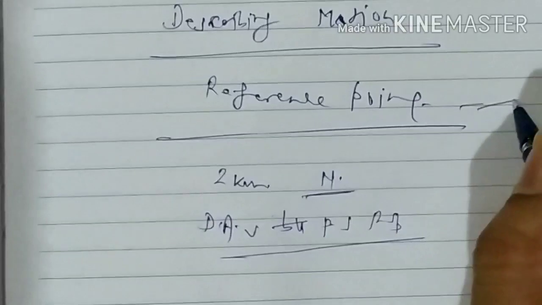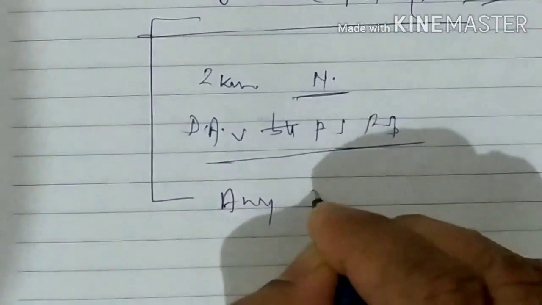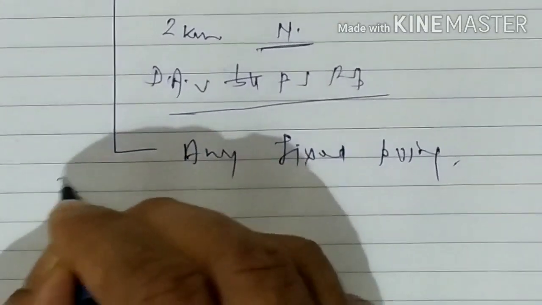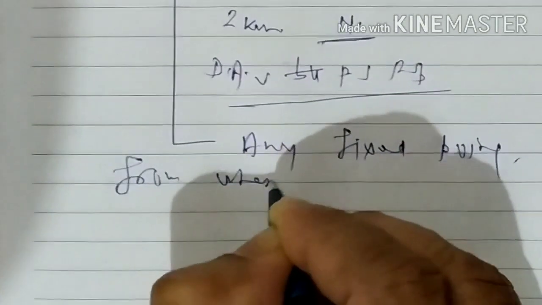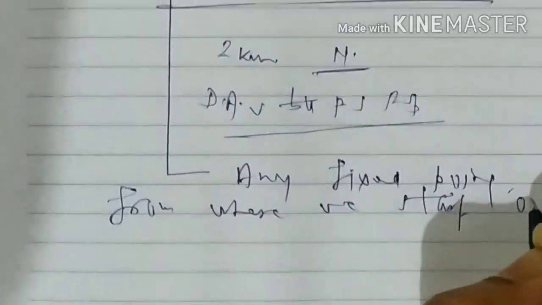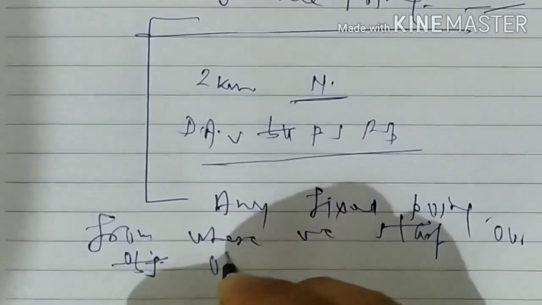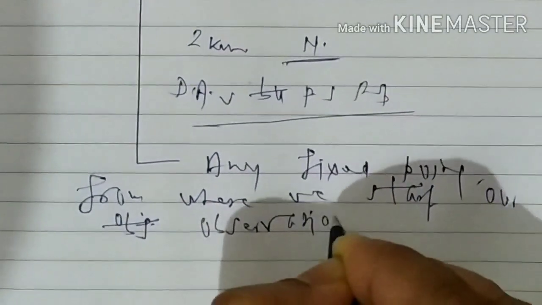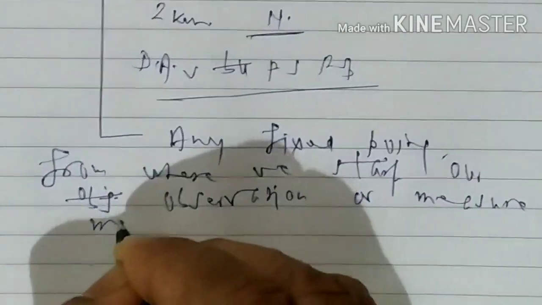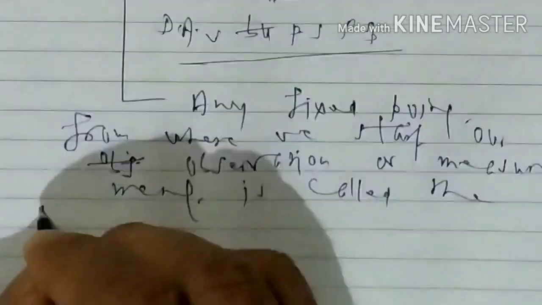Thus, how can we define a reference point? We can define a reference point as any fixed point from where we start our observation or measurement is called the reference point.